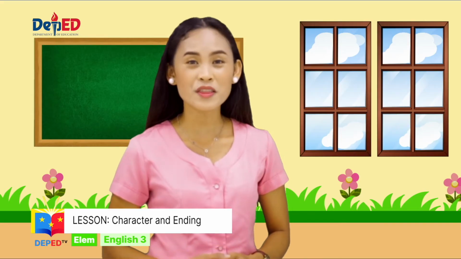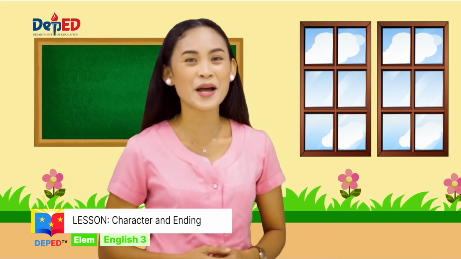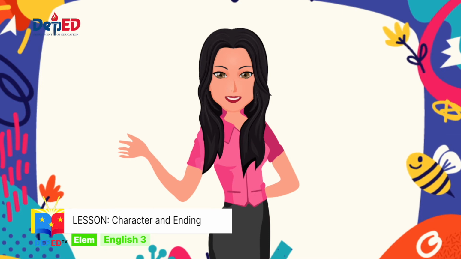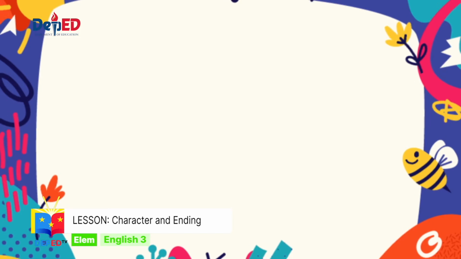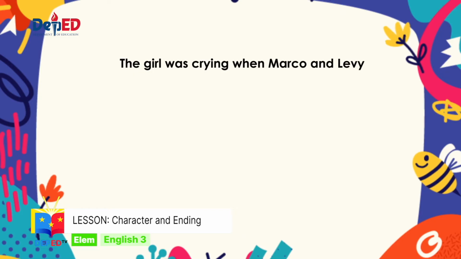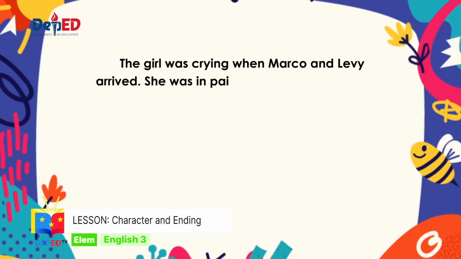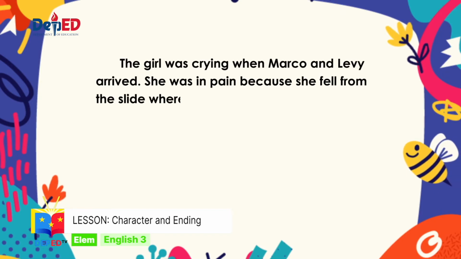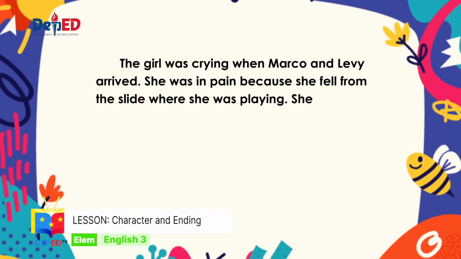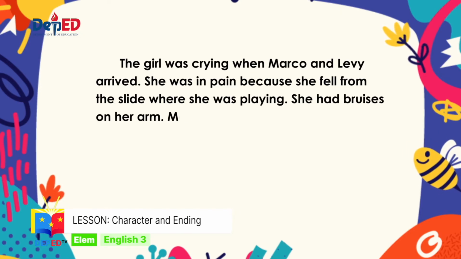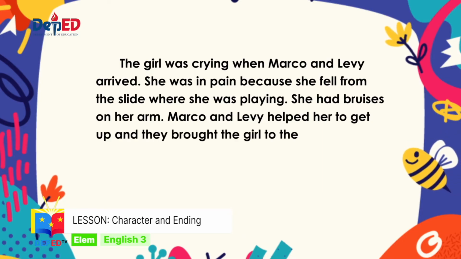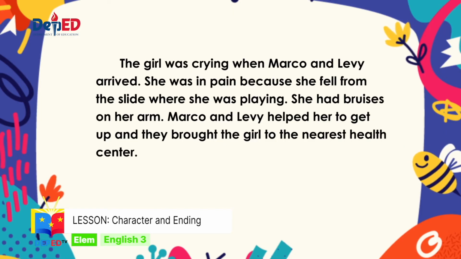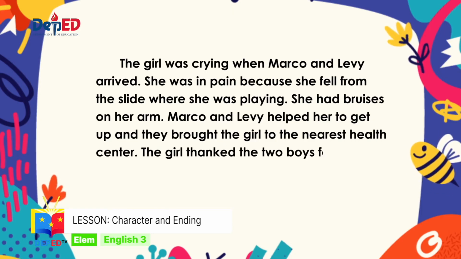Now that we have all this information, let us create a paragraph. We will begin by leaving a space for the first line of the paragraph, or indent. The girl was crying when Marco and Levi arrived. She was in pain because she fell from the slide where she was playing. She had bruises on her arm. Marco and Levi helped her to get up, and they brought the girl to the nearest health center. The girl thanked the two boys for helping her.